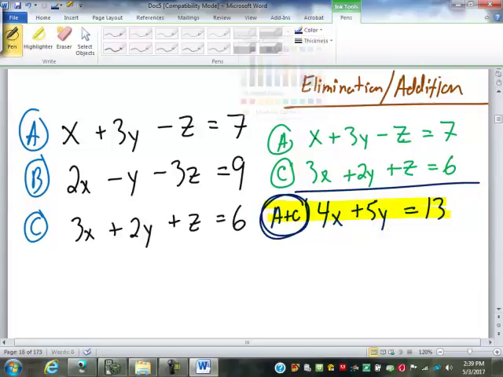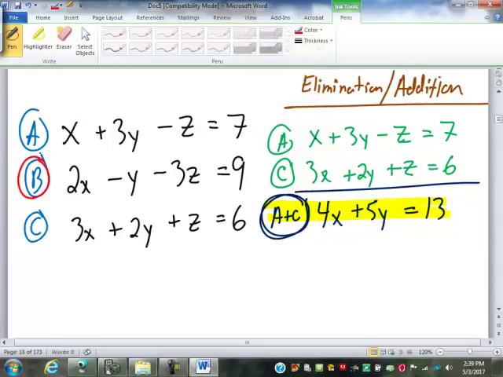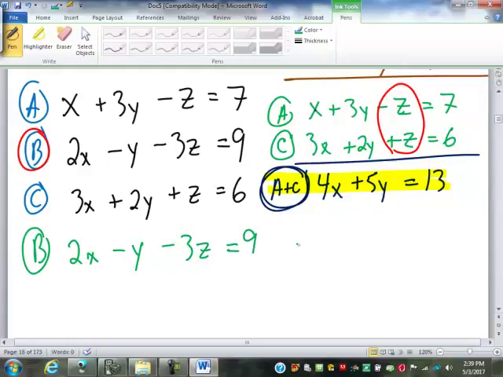Now there's two things that have to happen next. One is I have to use equation B because I haven't used it yet. The second thing that has to happen, what variable did I eliminate the first time here? Z. So I have to eliminate the variable z again. So here's what I'm going to use. I'm going to use equation B. I'm going to write that down. And I'm going to use equation C to eliminate variable z.